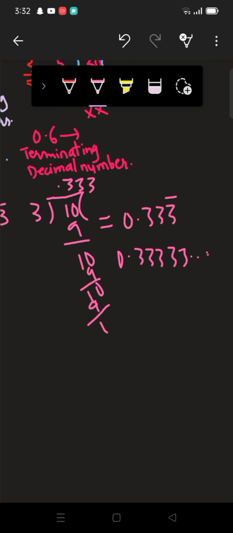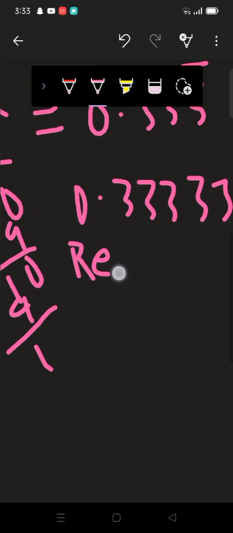So this is basically a recurring decimal number. How is it a recurring decimal number? Just because it has all the values the same after the decimal point, 0.33333. That's why it is recurring. Recurring means repeating. So this is a recurring decimal number.